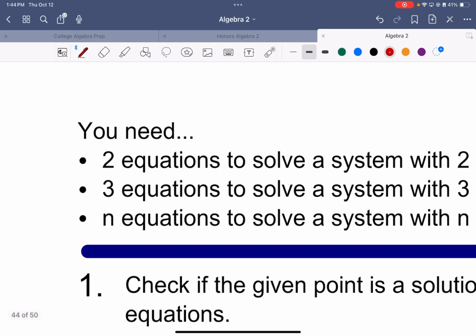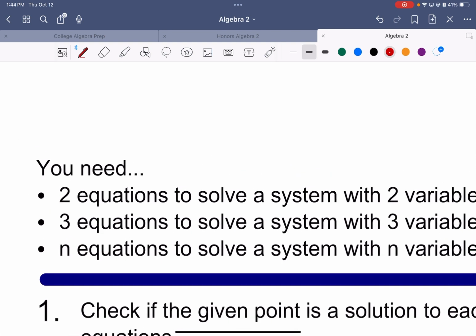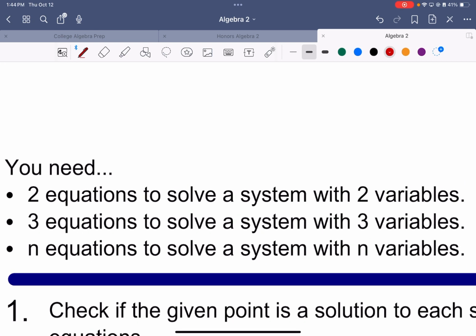So a couple things to keep in mind as you do this. You need 2 equations to solve a system with 2 variables. And again, this is something that really doesn't need to be in your notes, more just for general knowledge. 3 equations to solve a system with 3 variables, and n equations to solve a system with n variables. So if I have 4 variables, A, B, C, and D, then I have to have 4 equations to help me solve that. We've already worked with 2 variables and 2 equations. Today we're going to work with 3 variables and 3 equations.